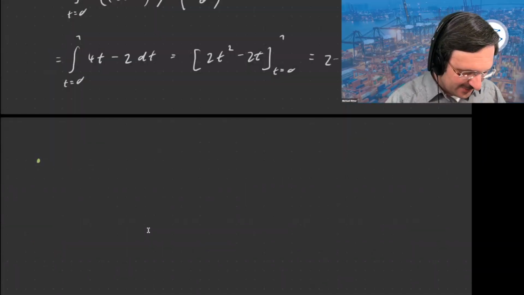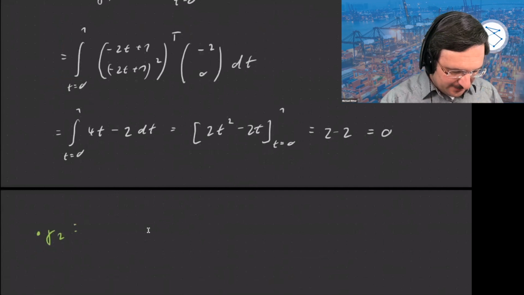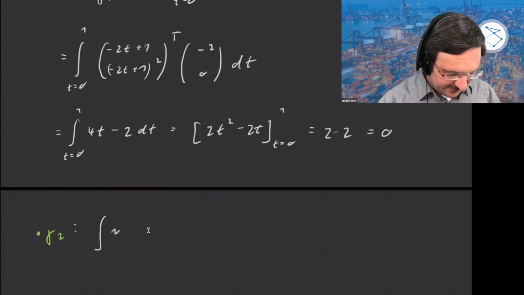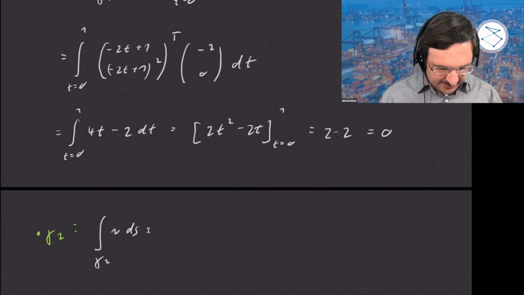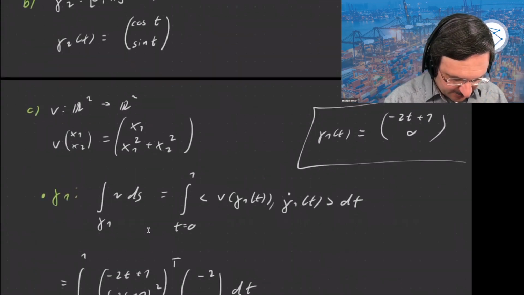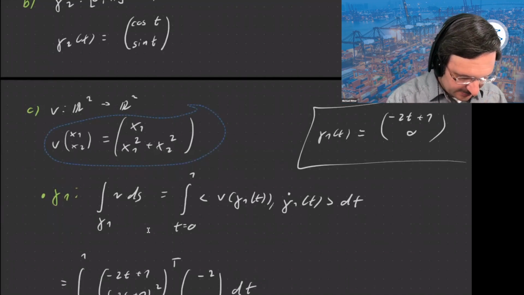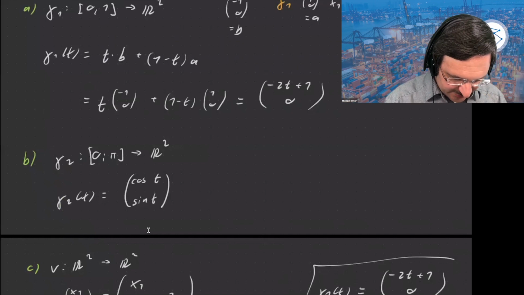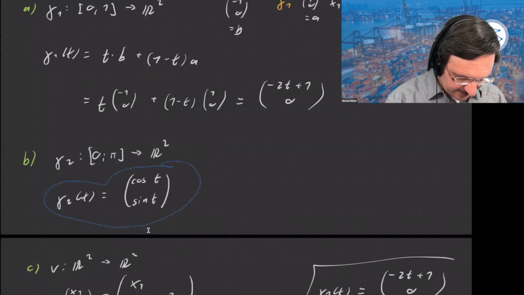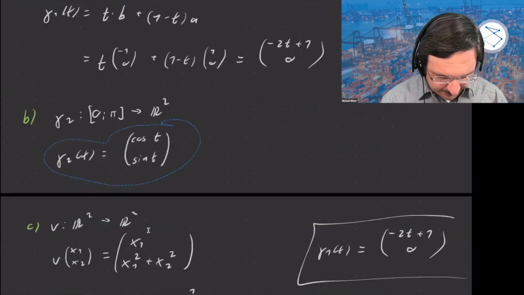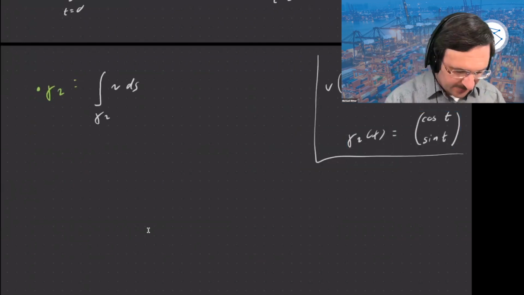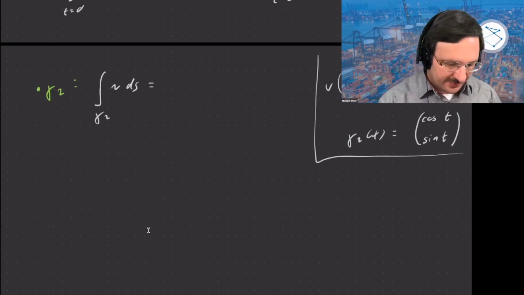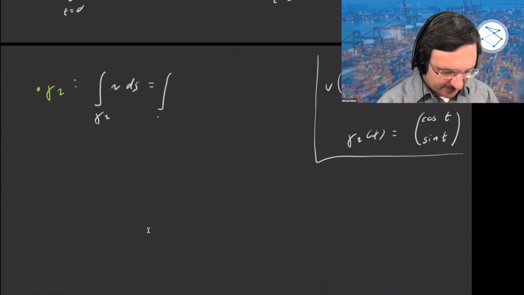So let's have a look at the second one, gamma 2. It's pretty much the same thing. So we compute V ds along gamma 2. Again, let's maybe copy that vector field definition. Copy that one. And also gamma 2. Gamma 2 was this curve here. Okay, so that's the information that we'll need. And then again, this integral is defined as the integral over the parameter space. In this case, the parameter space is from 0 to pi.